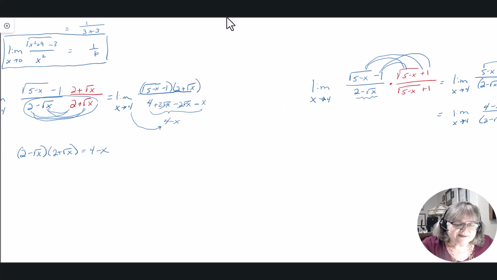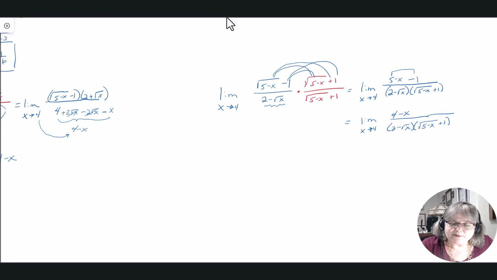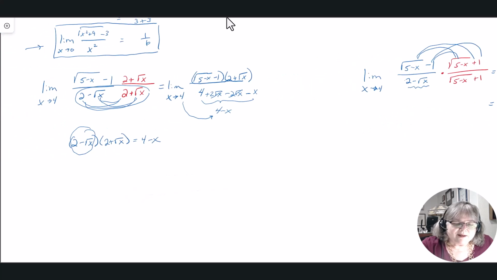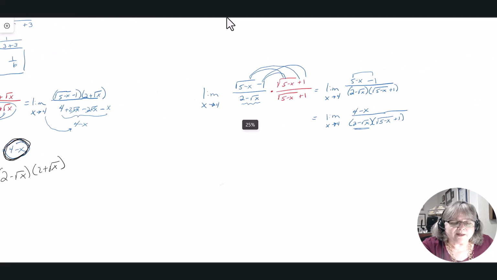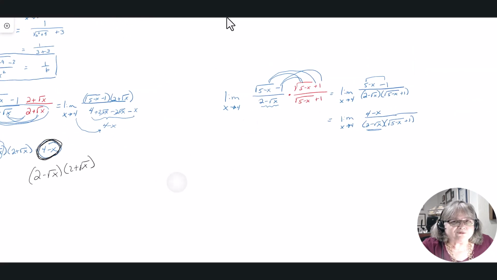See this 2 minus the square root of x, which is like this one. But see this 4 minus x right here? It actually factors down to 2 minus the square root of x times 2 plus the square root of x. So I'm not going to multiply the numerator by anything. I'm going to factor it.